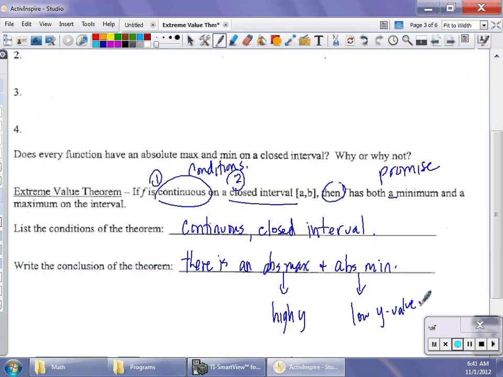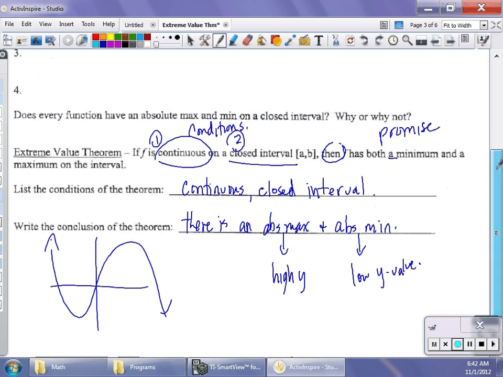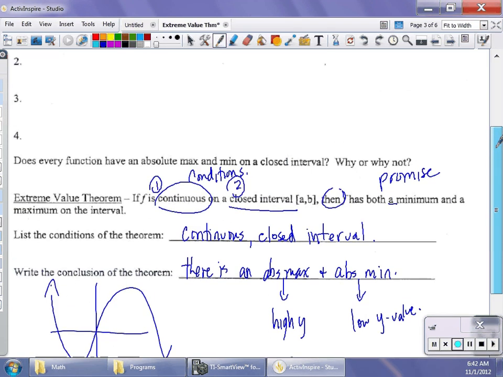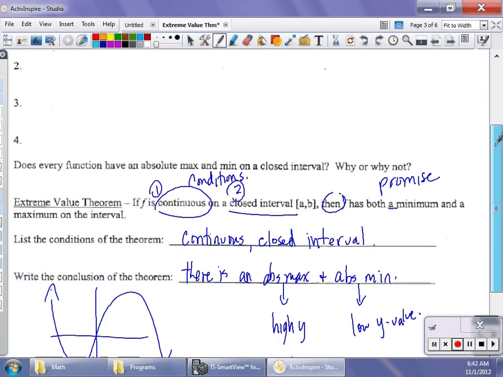Now the reason that the interval has to be closed, if you think about it, is that if we didn't close the interval and we had a graph that goes on forever, let's say it's something like that, well, there's no absolute maximum and no absolute minimum on this function because it goes up to infinity and goes down to negative infinity. So we have to have a closed interval. So once you meet the conditions, that's the first thing to check for. Does the function meet the conditions?